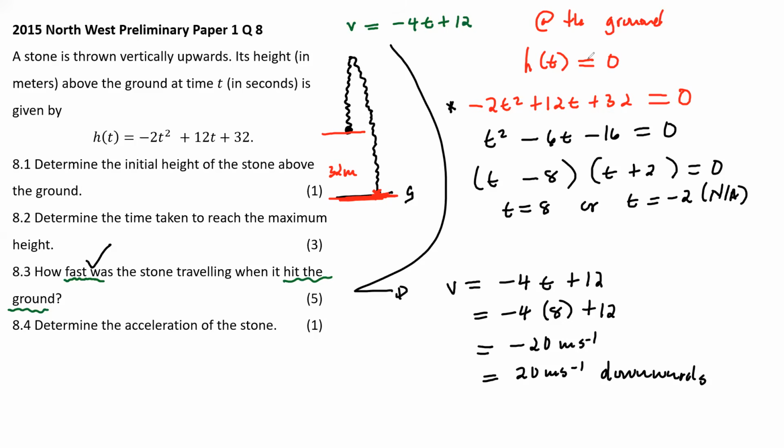Hello, sir. May you please explain again why we're substituting the time into the first derivative instead of the original, which is h of t? Because we're looking for how fast. If we're looking for the height, we'd go back and put it in this. And if you put t as 8 here, you end up with 0. So you're looking for how fast this thing is moving. And the formula for how fast is velocity, which is negative 4t plus 12.